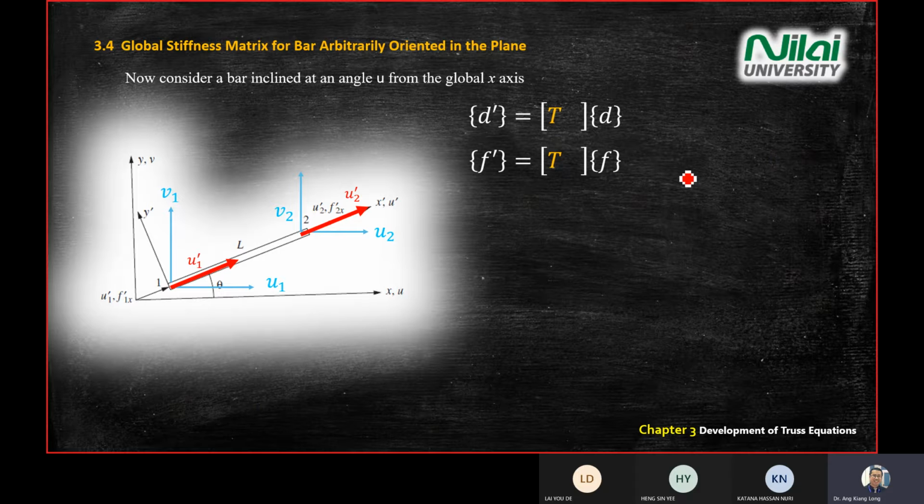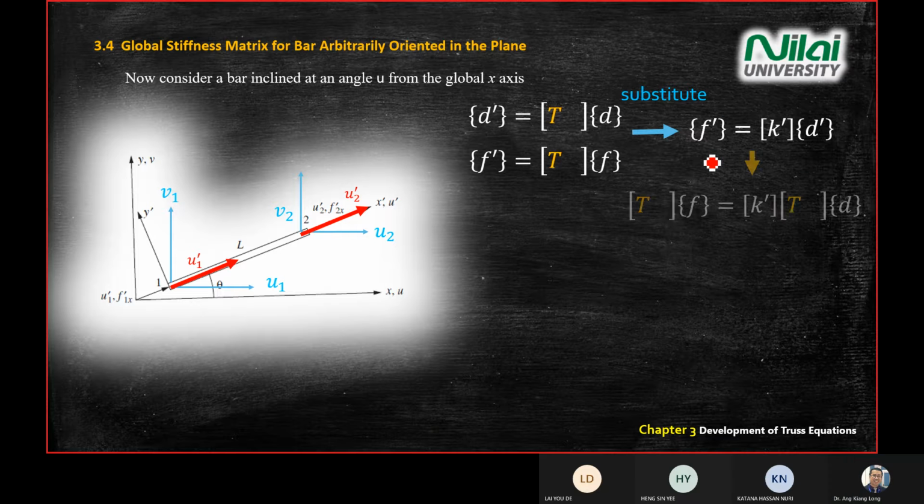Okay, so again, we look at transformation. So D equal to transformation D, so displacement to displacement, force to force, with the same transformation. We need to substitute, then we will get this form. We need to use these two equations to convert what we have.